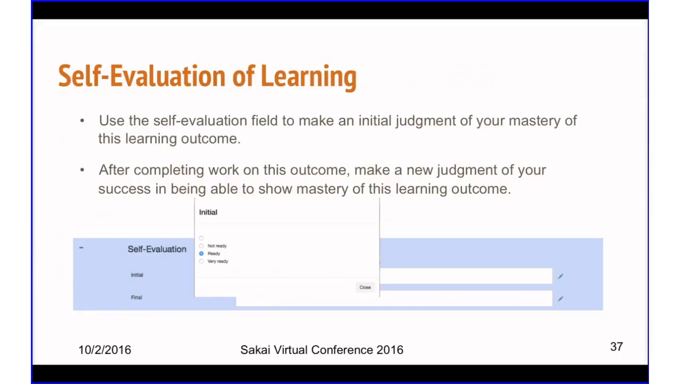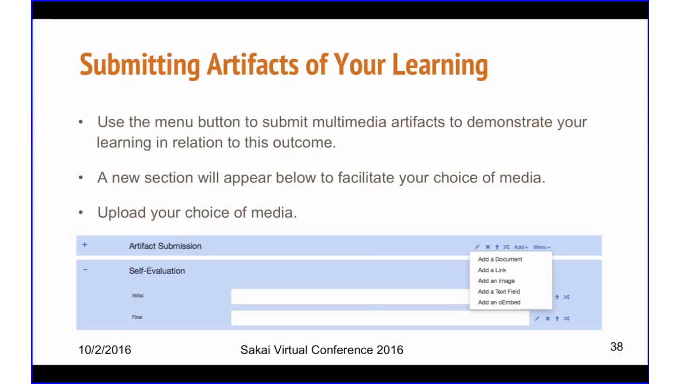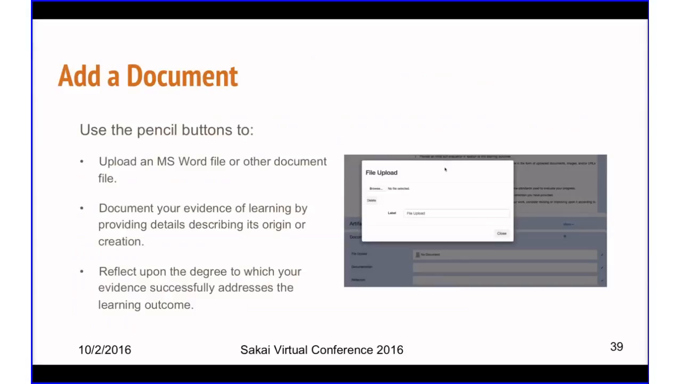Here's the screen for self-evaluation. Pretty simple. I'm ready, I'm not ready, I'm very ready to do this outcome. Then they submit documents, links, images, text fields, OEmbed. Each artifact has its own section. When they add a document, they select it. This is pretty standard.